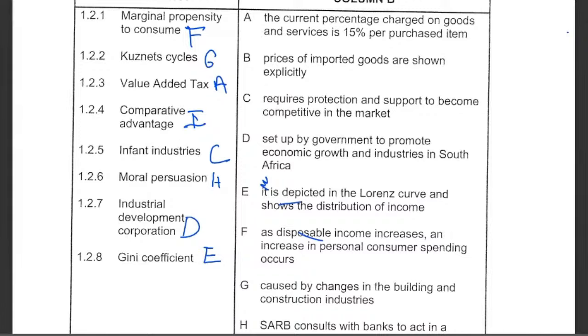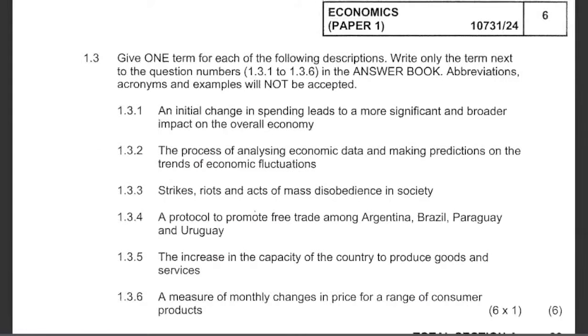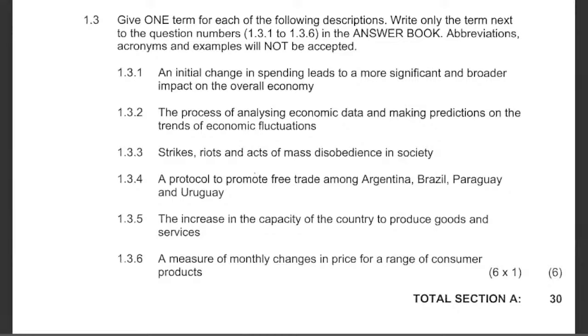Right, now let's move on to the next question, which is 1.3. It reads as follows: give one term for each of the following descriptions. Write only the term next to question numbers 1.3.1 to 1.3.6 in your answer book. An example is given there. Abbreviations, acronyms, and examples will not be accepted.